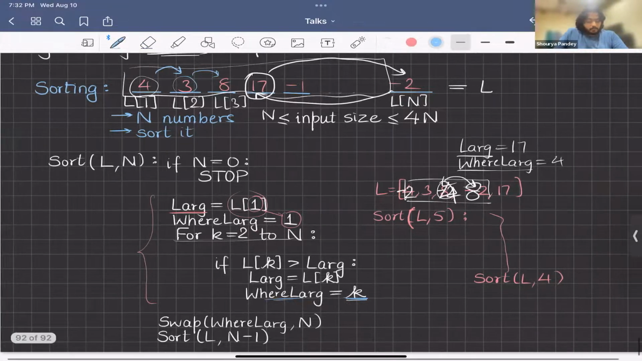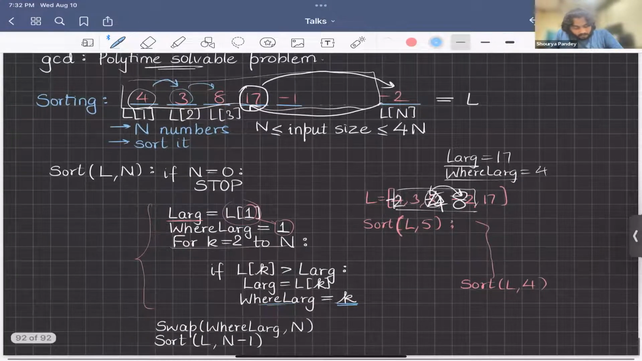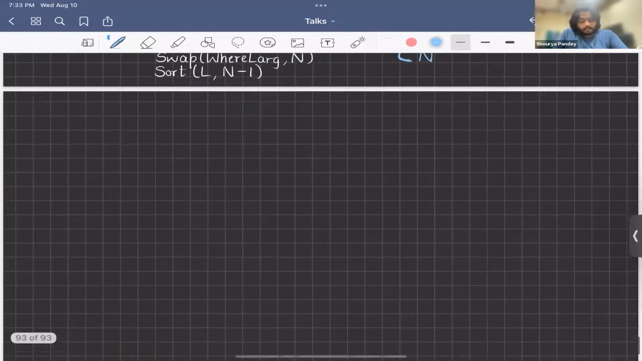And how much time does this take? You can show that the number of steps this takes is some constant times the square of the input. This is still polynomial. It's the square of the input size as opposed to linear before. But that's also polynomial.